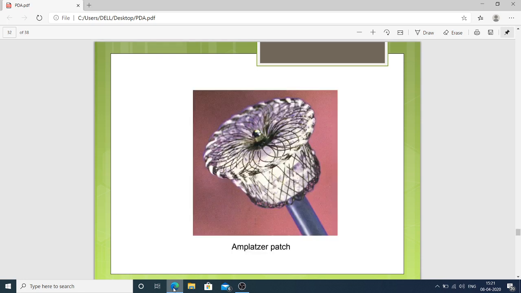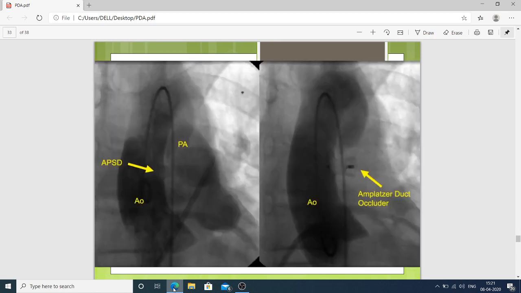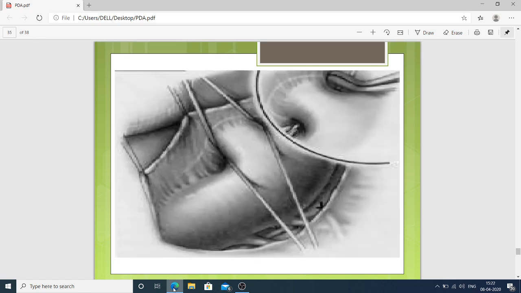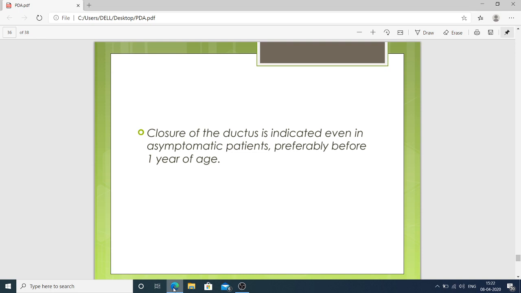Okay, then Amplatzer patch. It is seen in the X-ray. Then surgery: left thoracotomy, thoracoscopic minimally invasive techniques. Closure of the ductus is indicated even in asymptomatic patients, preferably before 1 year of age. If a child is suffering from PDA, then before the first birthday, this surgery should be done.